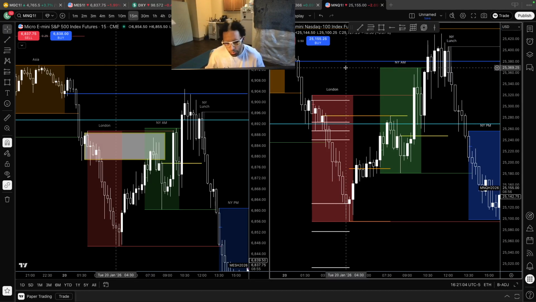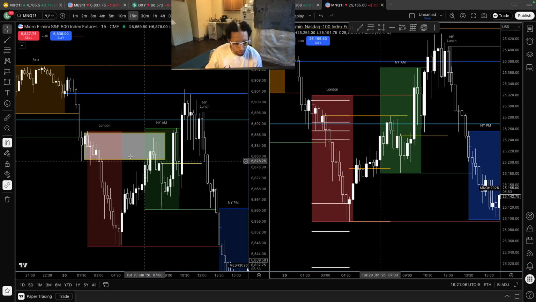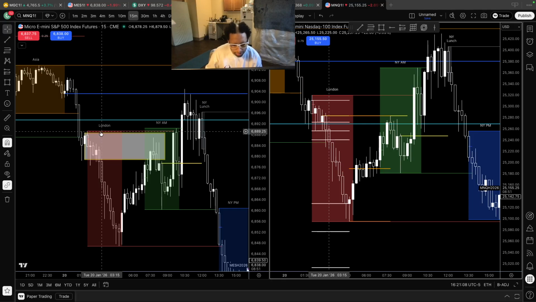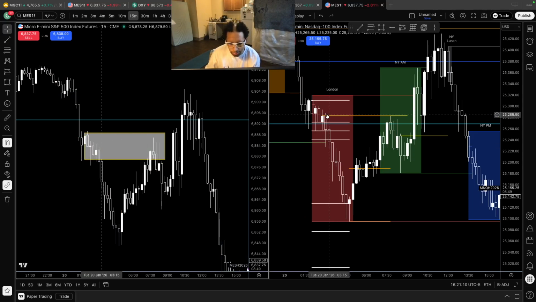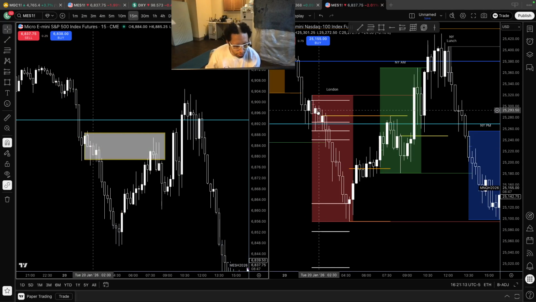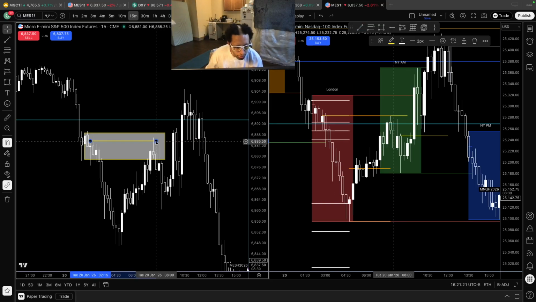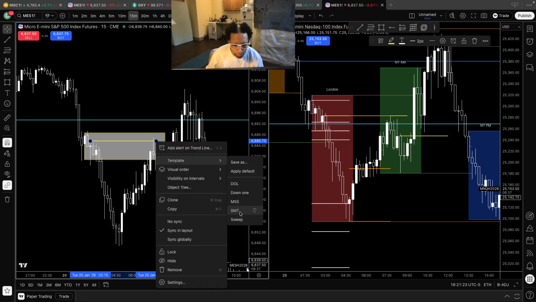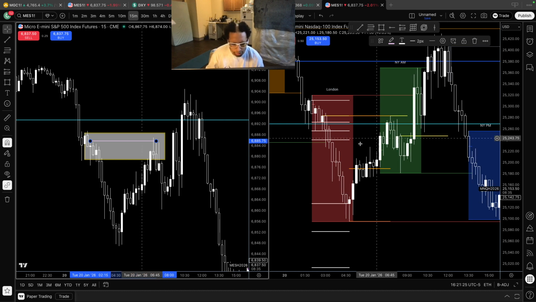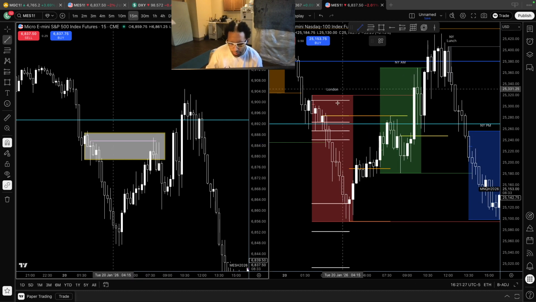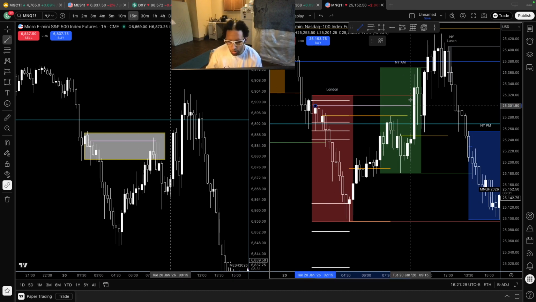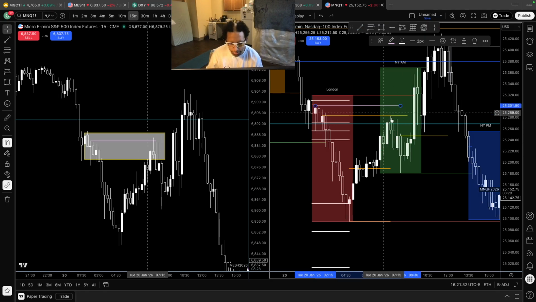And then based off of this sweeping all of these, and technically one could say that this is an SMT divergence because we swept these right here, and this, my yellow is sweep of liquidity, my blue line is a market structure shift, and my purple is an SMT divergence. So technically, or whatever this color is, we have an SMT divergence as well.